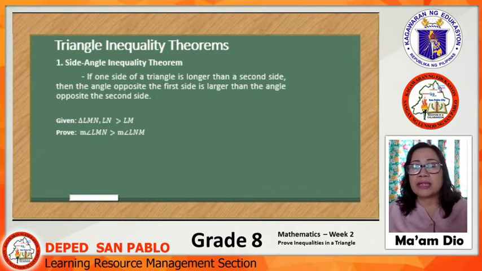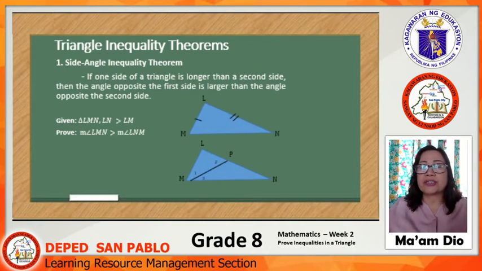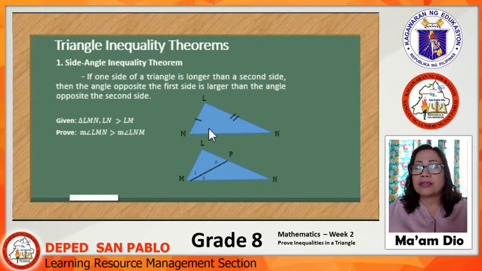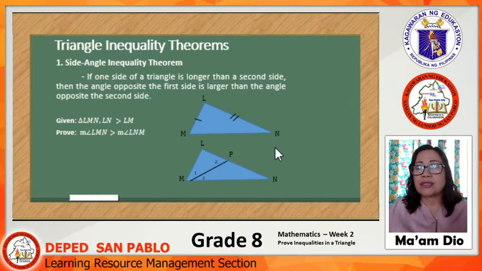Given triangle LMN, where LN is greater than LM, we have to prove that the measure of angle LMN is greater than the measure of angle LNM. We are talking about this angle here. This angle M, we have to prove that angle LMN or angle M is greater than the measure of angle LNM. Now, in order to prove this, we have to do a construction. We have to construct a segment MP. Okay, this is our segment MP.